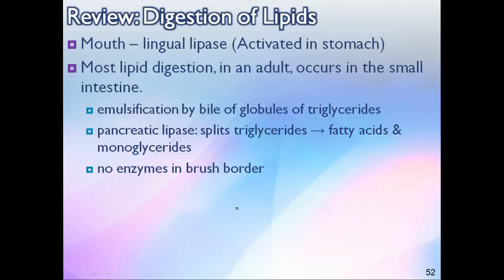We find some additional lipases as well coming from the pancreas to aid in digestion. Absorption is a little different for lipids, as you will see shortly. As such, we have no brush border enzymes because we don't actually absorb lipids in the same manner that we absorb all of our other nutrients. Lipids are absorbed into the lymphatic system, as you recall, in a slightly different manner. As such, we don't have any brush border enzymes involved since they're not going to be absorbed like all of the other nutrients.